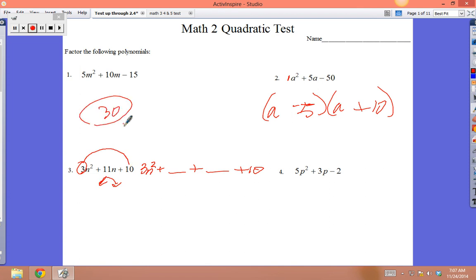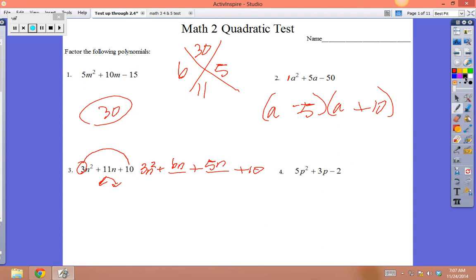30 is my number. So I am looking for something that multiplies and gives me 30, but adds and gives me 11. This is going to be 6 and 5. 6 times 5 is 30. 6 plus 5 is 11. So I'm going to go 6n here and the 5n there. Okay, now I'm just going to group them.